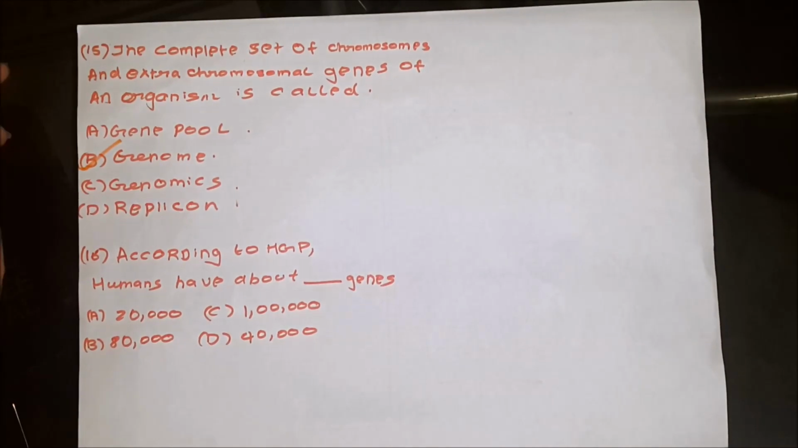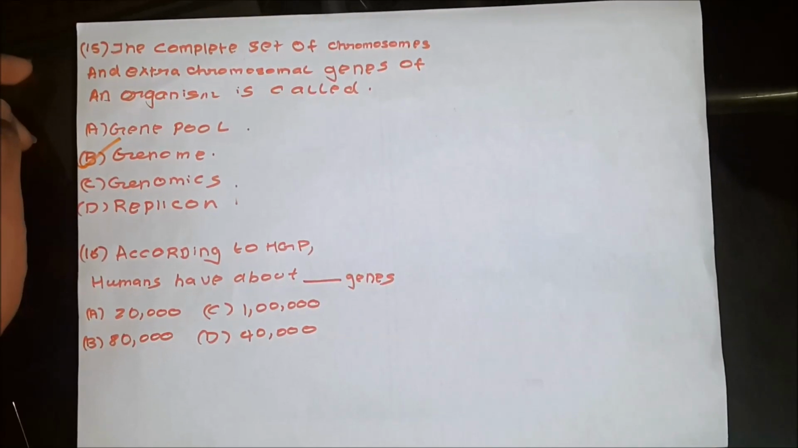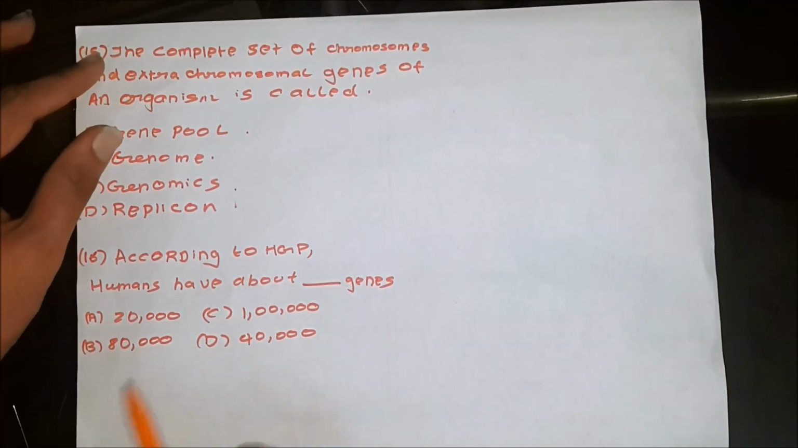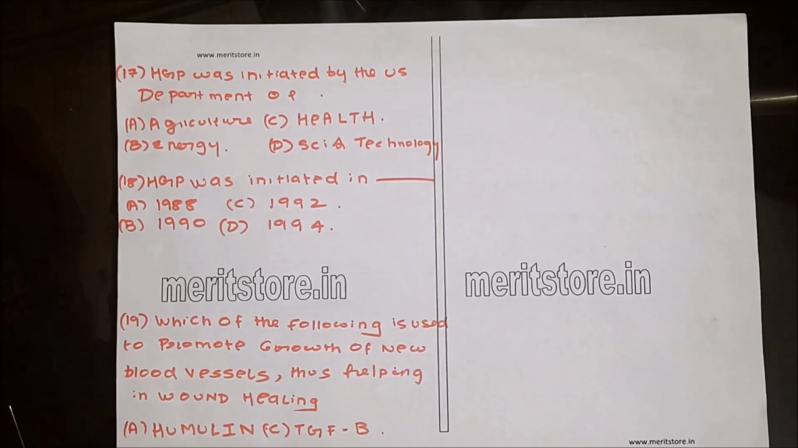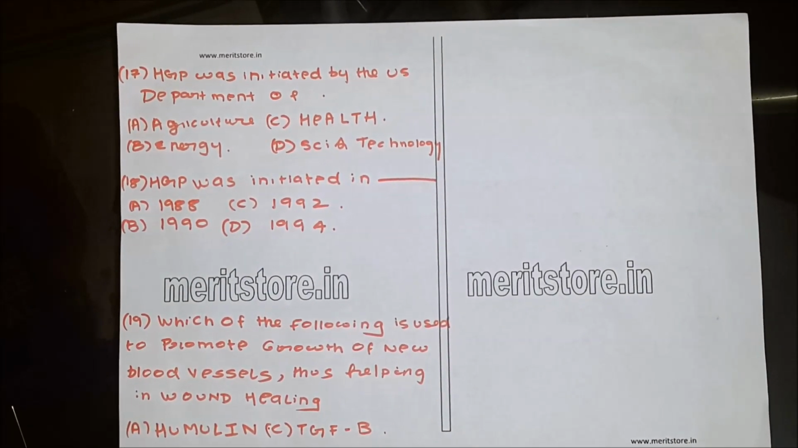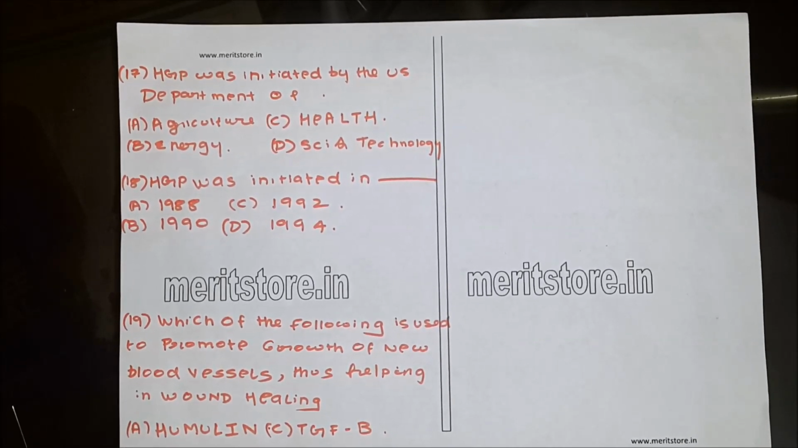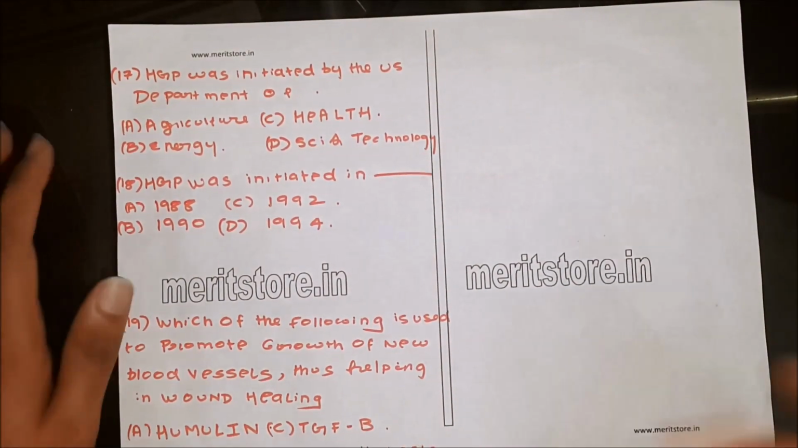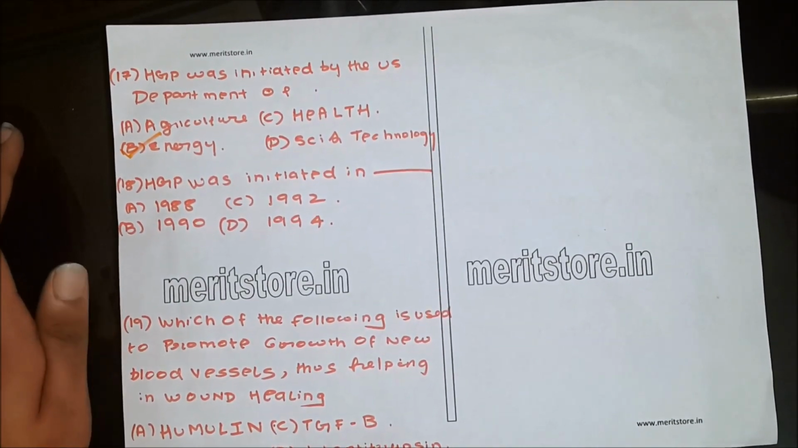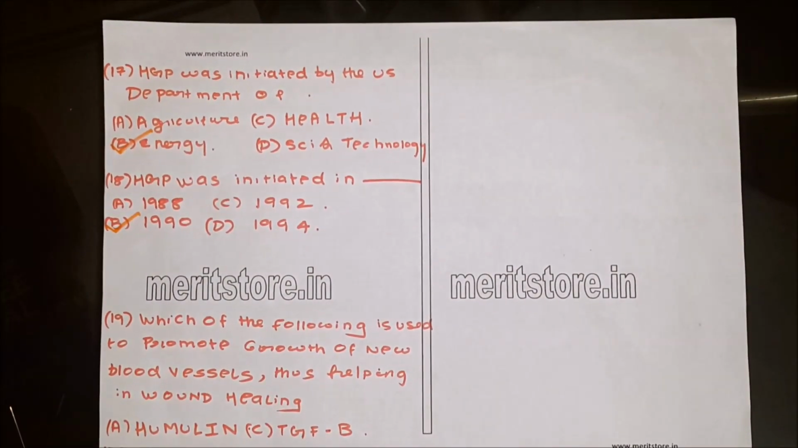The next one, according to HGP, Human Genome Project, humans have about dash genes, 20,000, 1 lakh, 80,000 or 40,000. This is a theory question, we'll simply say it's D, that's 40,000. So let's see the next MCQ. HGP was initiated by the US Department of. Our options are A. Agriculture, B. Energy, C. Health, D. Science and Technology. The answer is B, that's Energy. This was a simple one. HGP is initiated in 1990. It's also a theoretical question. Moving on to the next MCQ.